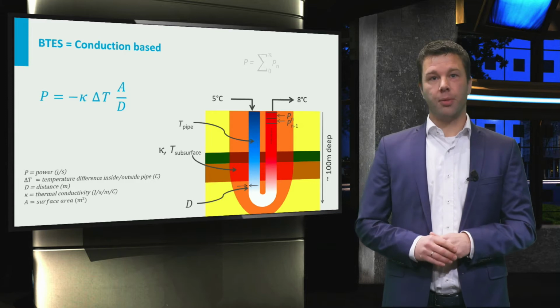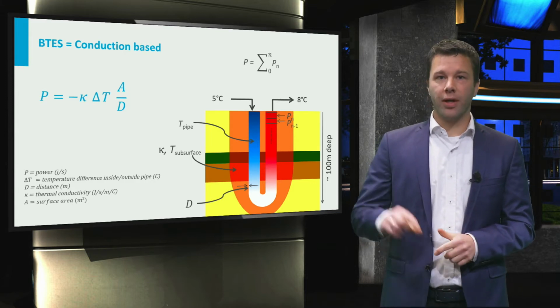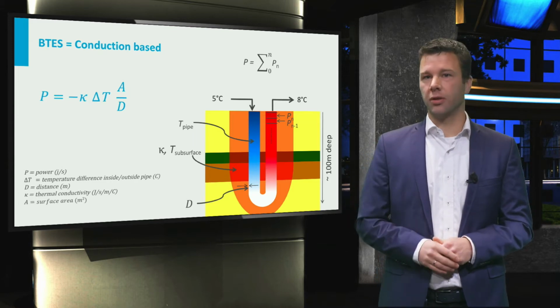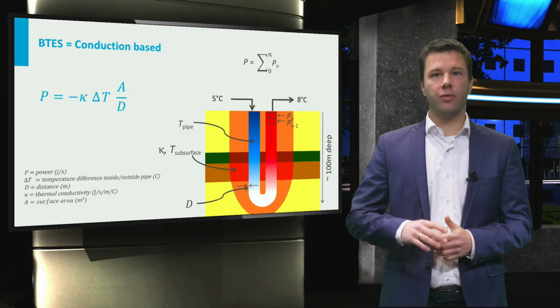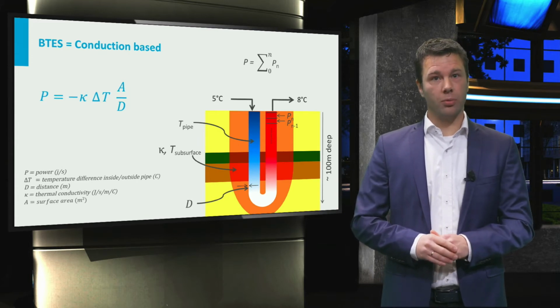You should note that because the temperature of the medium in the pipe changes, the heat flow can only be calculated for single pipe segments where the conditions are constant. By adding all the heat flows of these segments, we can obtain the total heat flow to the borehole.